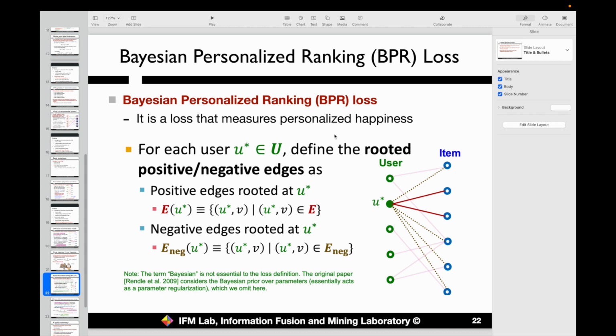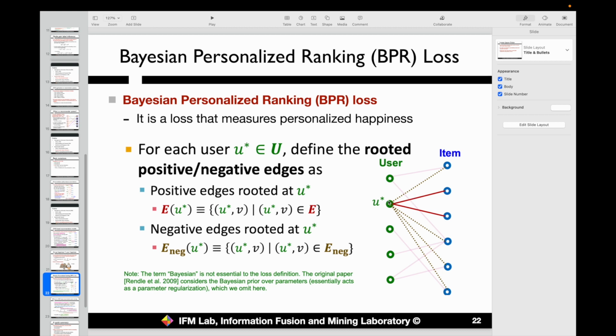And how can we define this loss function? From the name, we find this loss function is for each person. In other words, we define the loss function from a personalized perspective. For each user u star we have in the recommender system, we can define rooted positive and negative edge sets. What do we mean by rooted positive and negative pairs? These are all the pairs, all the edges, that are associated with u star. For example, given the recommender system, we can extract some existing positive pairs connecting to u star.